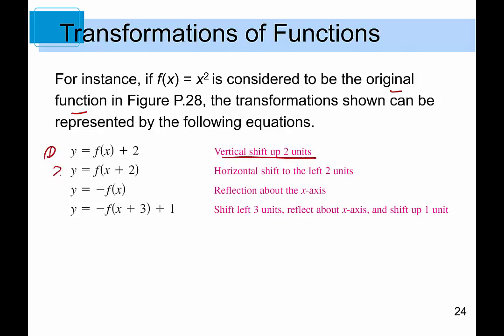The second one, y equals f of x plus 2, with the plus inside, you will horizontally shift the graph to the left 2 units. The third one, y equals negative f of x, is a reflection about the x-axis. The last one, y equals negative f of (x plus 3) plus 1. So you shift left, reflect about the x-axis, and shift up 1 unit.